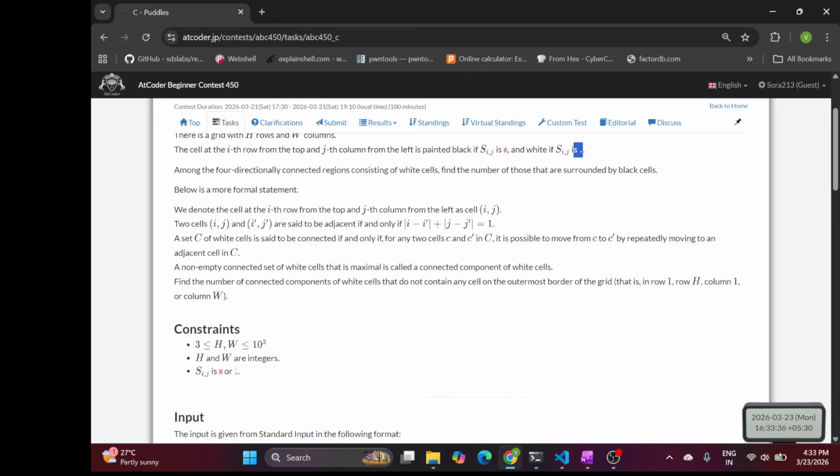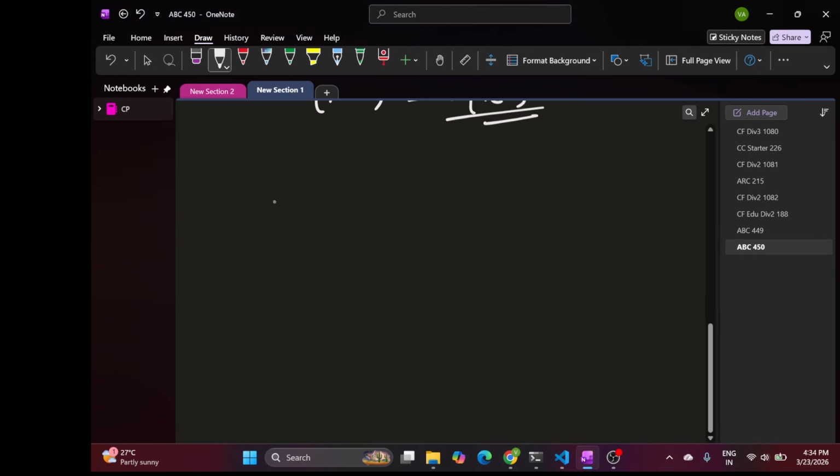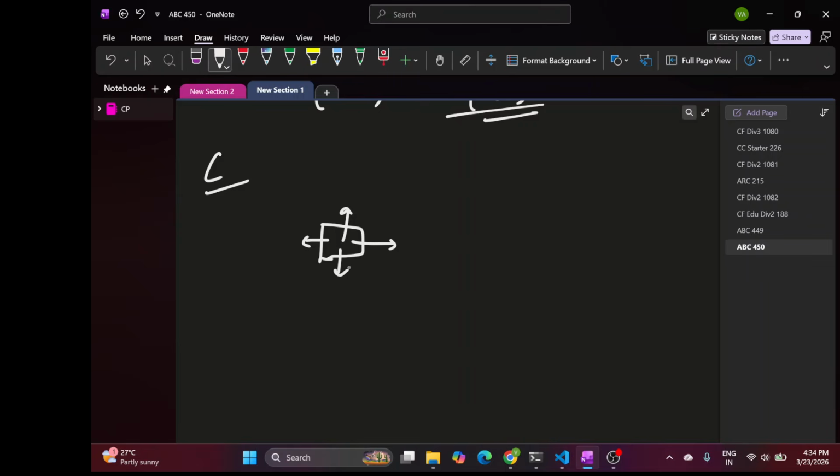Below is a formal statement. We denote the cell at the ith row from the top and the jth column from the left as ij, and two cells are said to be adjacent if their net distance in coordinates is basically one, the Manhattan distance. So it is basically a four-directionally connected region. Suppose this is our cell, then we have these four as the directly connected regions.